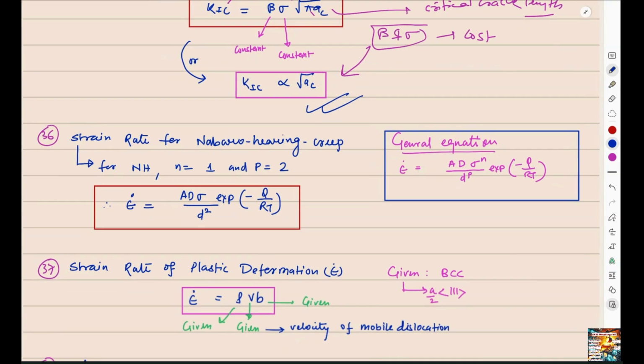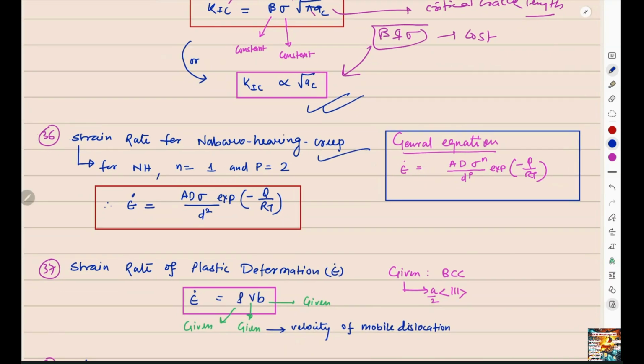Now the next question is strain rate for Nabarro-Herring creep. This is the general equation for creep mechanisms, in which the values of n and p vary for each process, like Coble creep, dislocation climb, or Nabarro-Herring. For Nabarro-Herring we have n equals 1 and p equals 2. After substituting the values, we would get the answer.